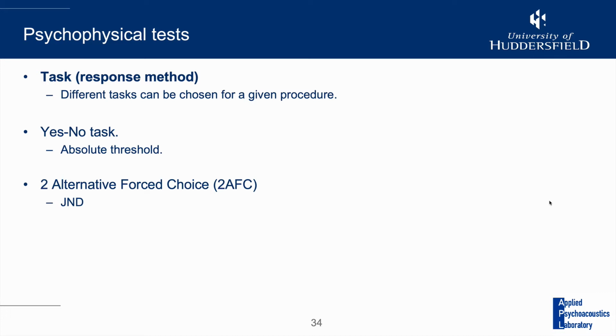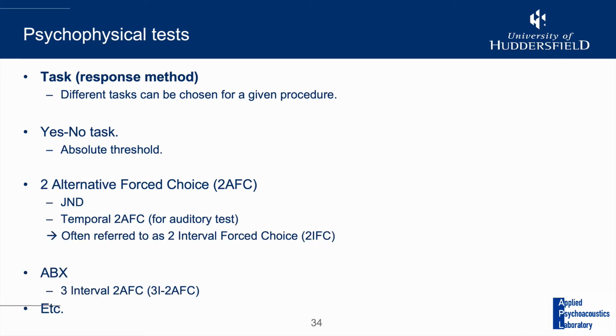There are spatial and temporal 2AFC tasks. The spatial 2AFC is relevant for visual tests, for example, where the subject is presented with one visual object on the left-hand side and the other on the right-hand side, and they are asked to choose which one has a higher intensity, for example. But in the context of auditory tests, it is always temporal 2AFC because two stimuli are presented one by one with a short time gap in between. That's why it is often called the two-interval forced choice method or two-interval 2AFC.